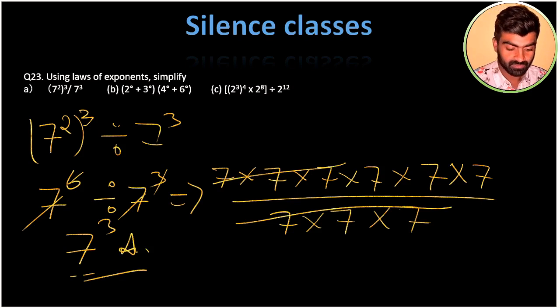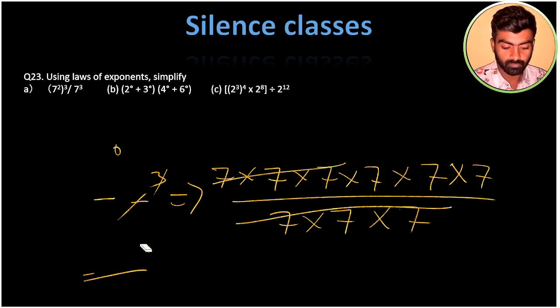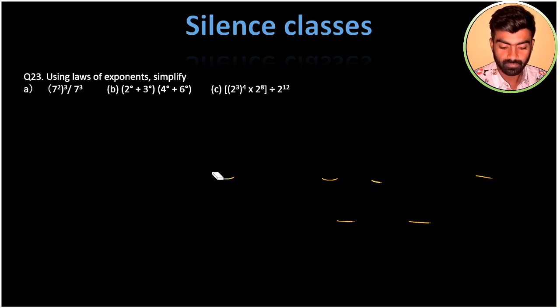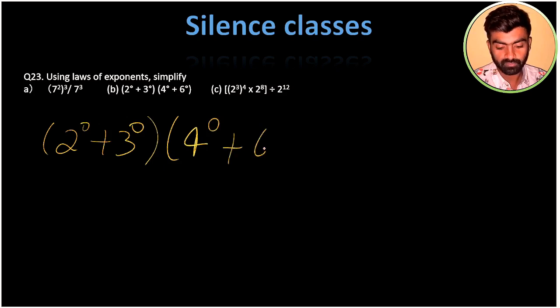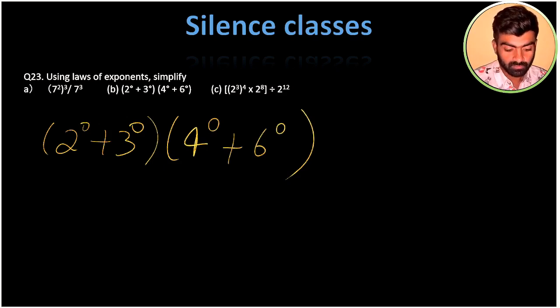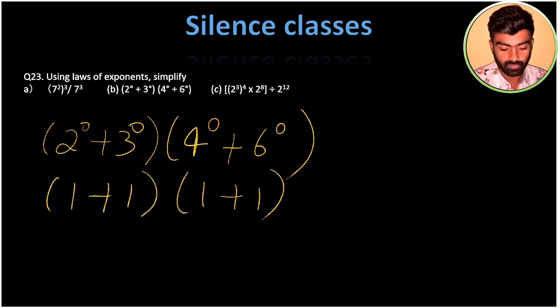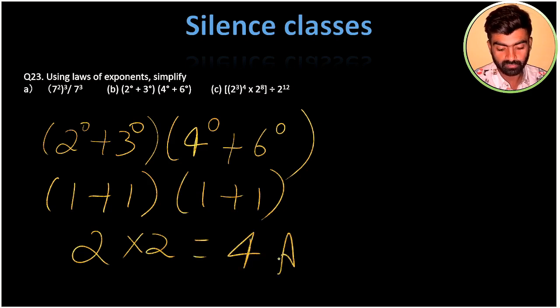Now let's move to the b part of it. 2 to the power 0 plus 3 to the power 0 plus 4 to the power 0 plus 6 to the power 0. There is a rule: whenever the power is 0, it will become 1. That means if there is any number with power 0, that number will become 1. So we will write it down: 1 plus 1, 1 plus 1. It will become 2 multiplied by 2 is equal to 4, and this is the answer.